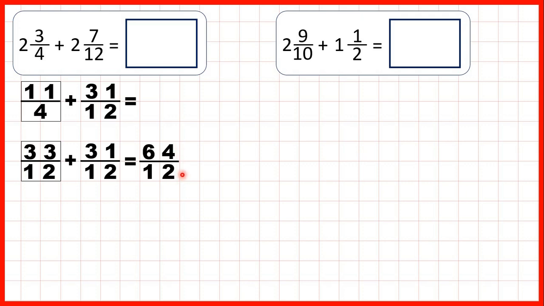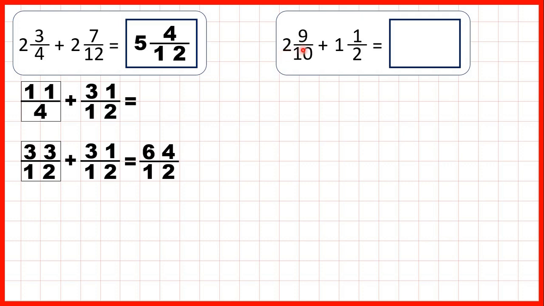But we can turn that back into a mixed number by dividing. 64 divided by 12 is 5, remainder 4, and the denominator stays the same, so our answer is 5 4/12. We can check that because 5 times 12 is 60, plus 4 is 64.